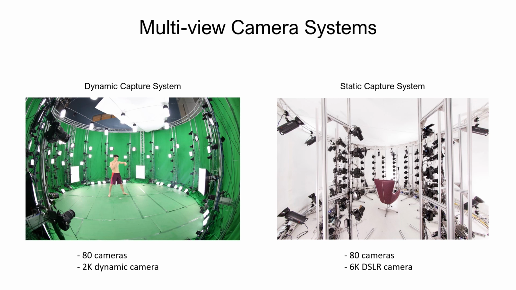To model clothing tightness in a data-driven manner, we propose a new benchmark dataset, which contains 880 dressed human meshes with body geometry. We build two different multi-view camera systems to capture 3D human scans. On the left, it is a dynamic capture system with 80 dynamic cameras to capture human performance. On the right, it is a static capture system with 80 DSLR cameras to capture high-resolution photos of clothing. With two capture systems, we propose a new benchmark dataset to model clothing tightness in a data-driven manner.